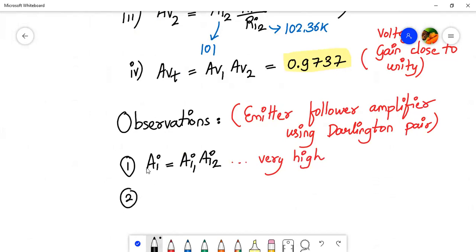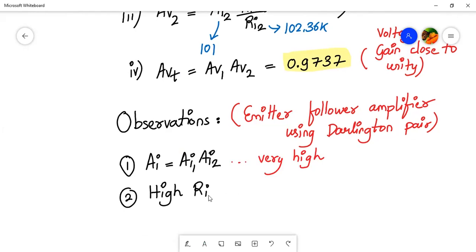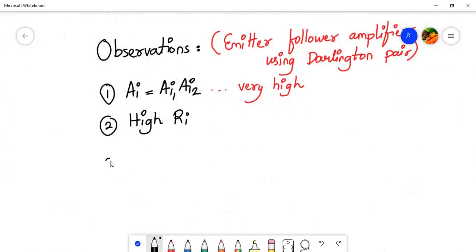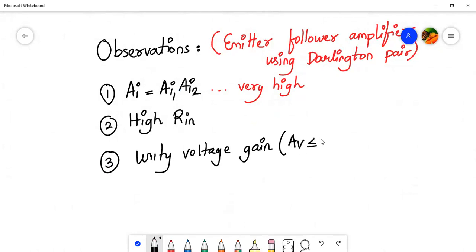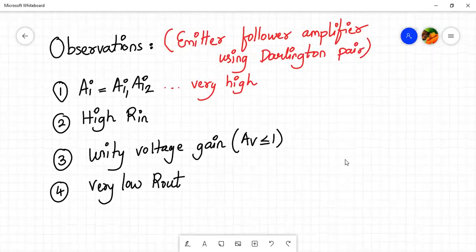Second observation is that it has a high value of Rin. If we calculate the value of Rin for the Darlington pair, the Rin value is very, very high. So high input impedance it has. Then it has around unity voltage gain. As we found from our analysis, the overall voltage gain is very, very close to unity. So AV is slightly less than or equal to unity. And the fourth point is that it has very low output resistance. So these are the features of emitter follower amplifier using Darlington pair.